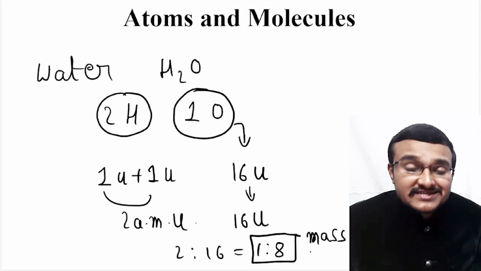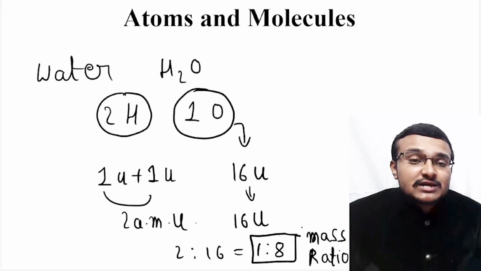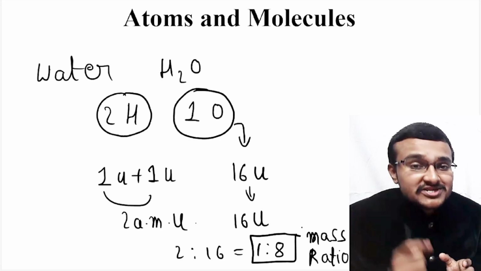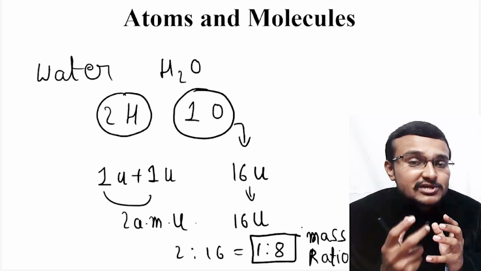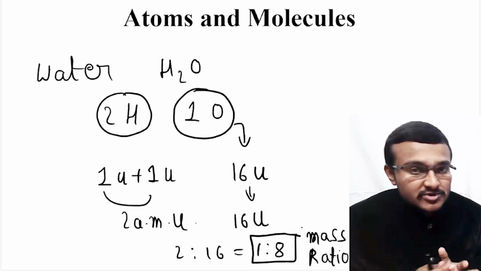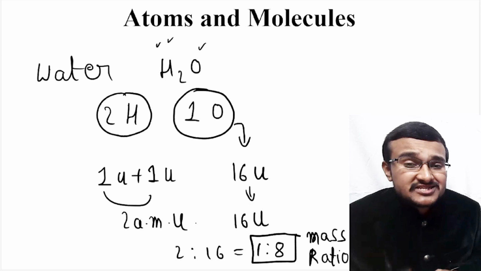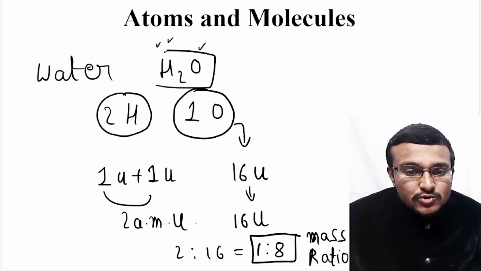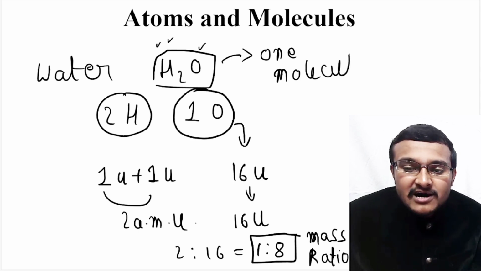So the hydrogen to oxygen mass ratio should be 1:8 throughout the water, and 2 hydrogen atoms should only combine with 1 oxygen atom, and this molecule formation should be there throughout the water. Then only it can be known as a compound. One particle of water, that is H2O, can be known as one molecule of water. So this is a molecule of a compound.